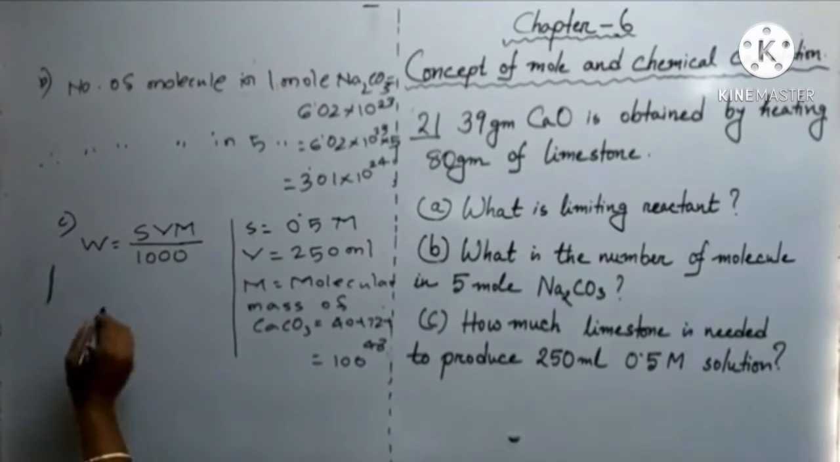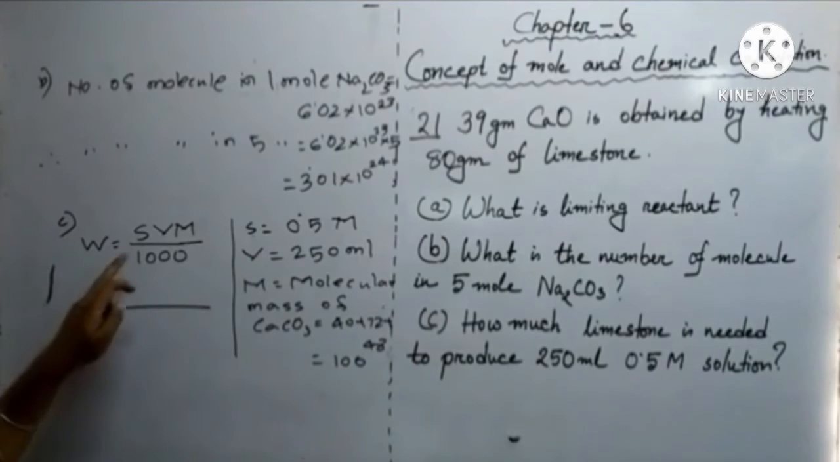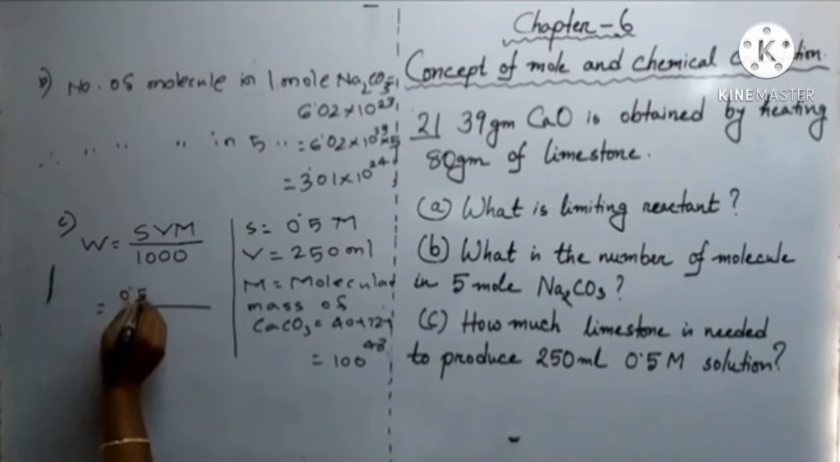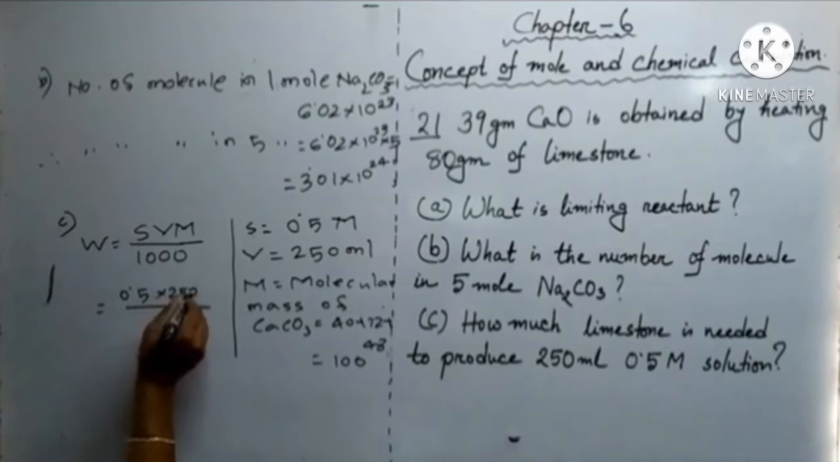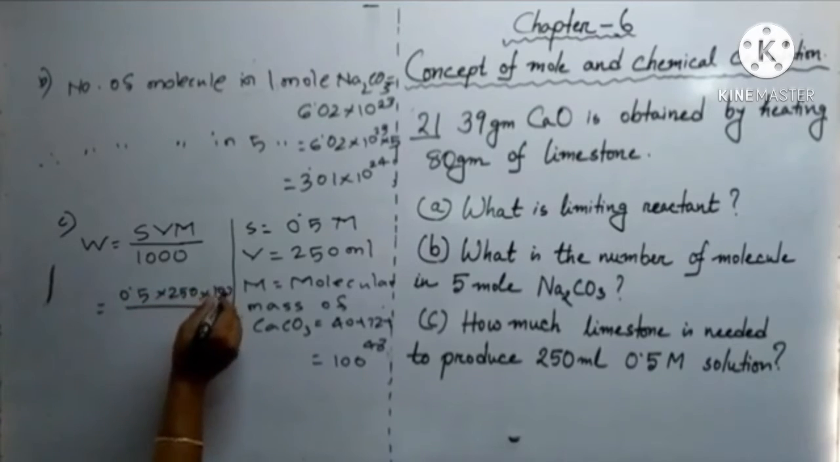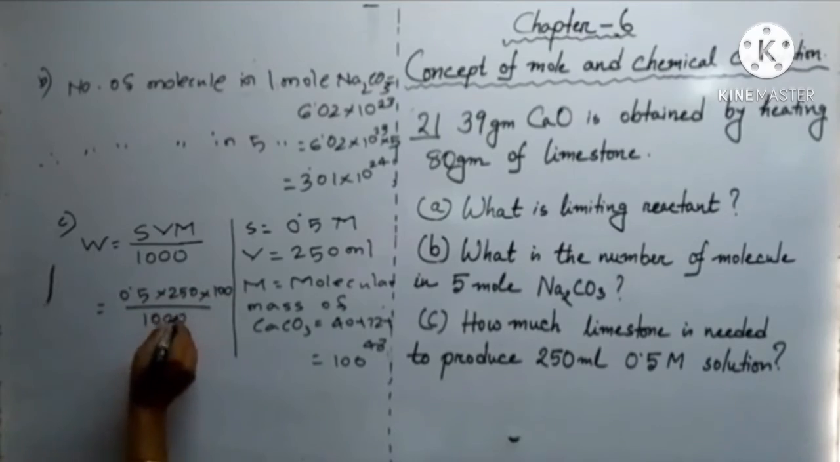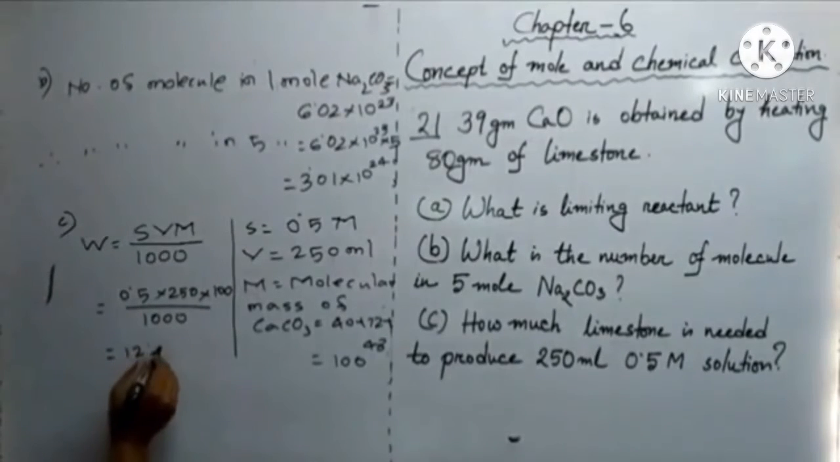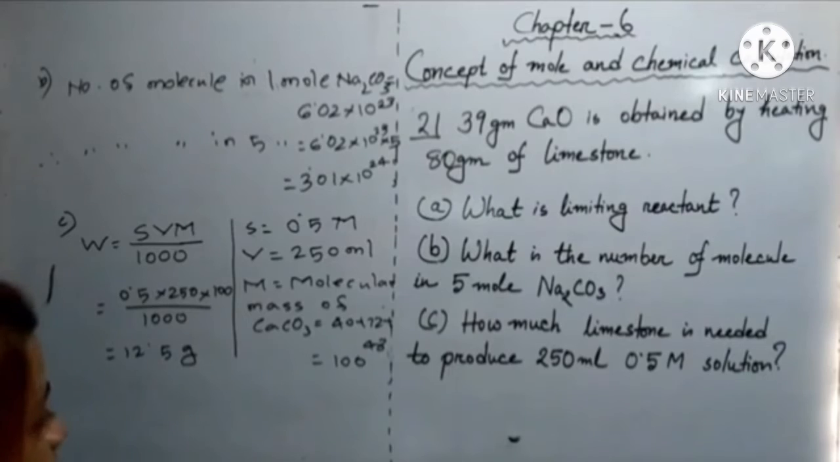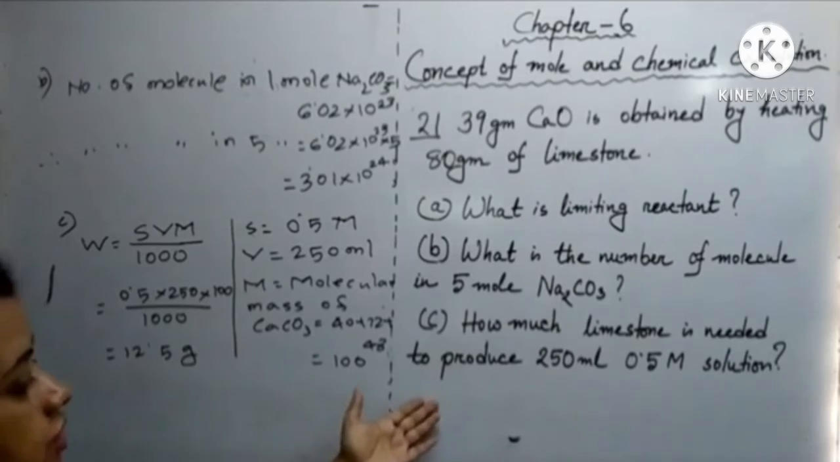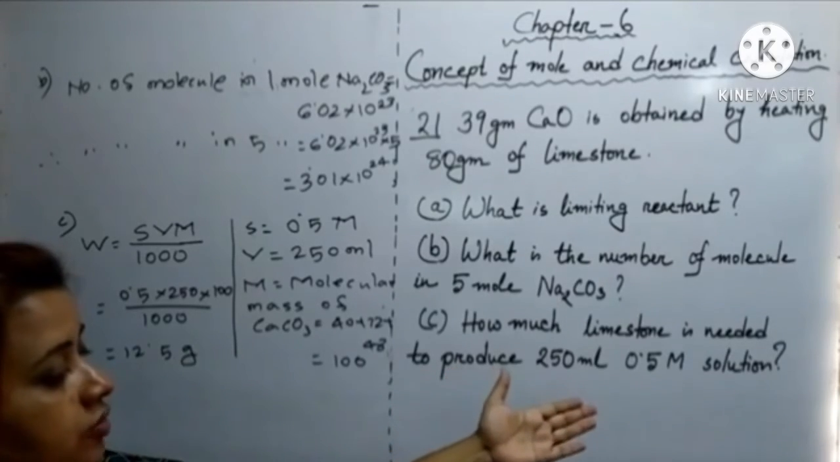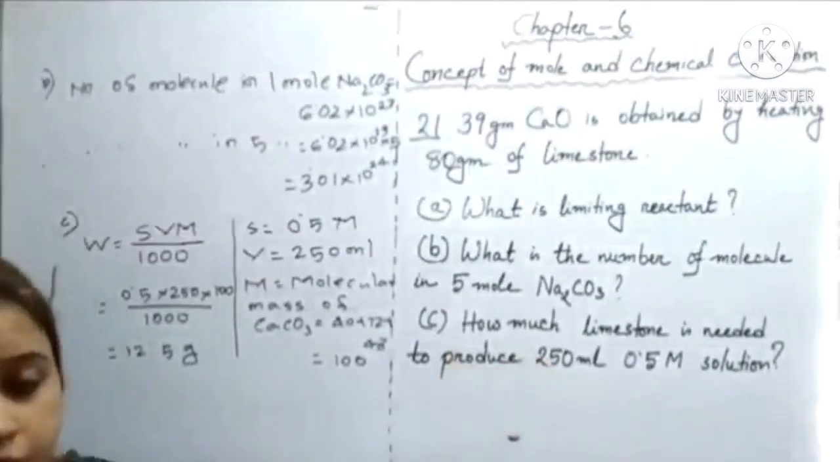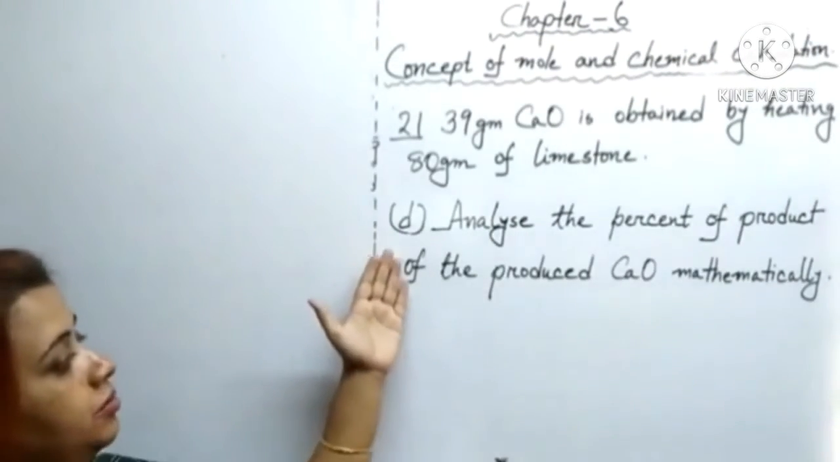Okay. Now put the values. W is equal to 0.5 into 250 into 100 divided by 1000, which is equal to 12.5 gram. That means 12.5 gram calcium carbonate is needed to produce 250 ml 0.5 molar solution of limestone. And students, now question number D.